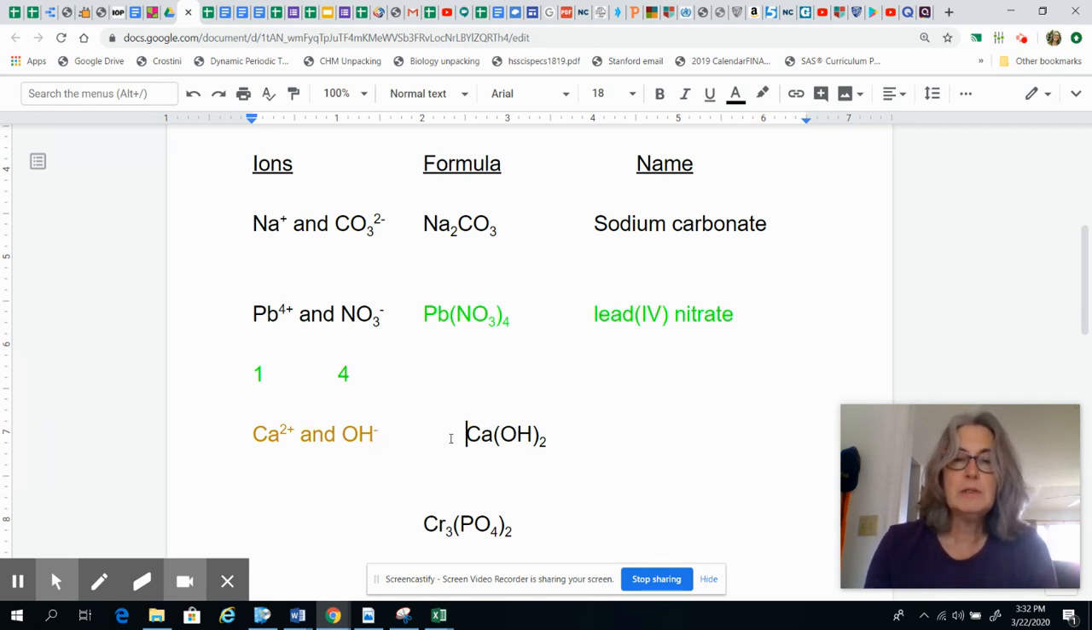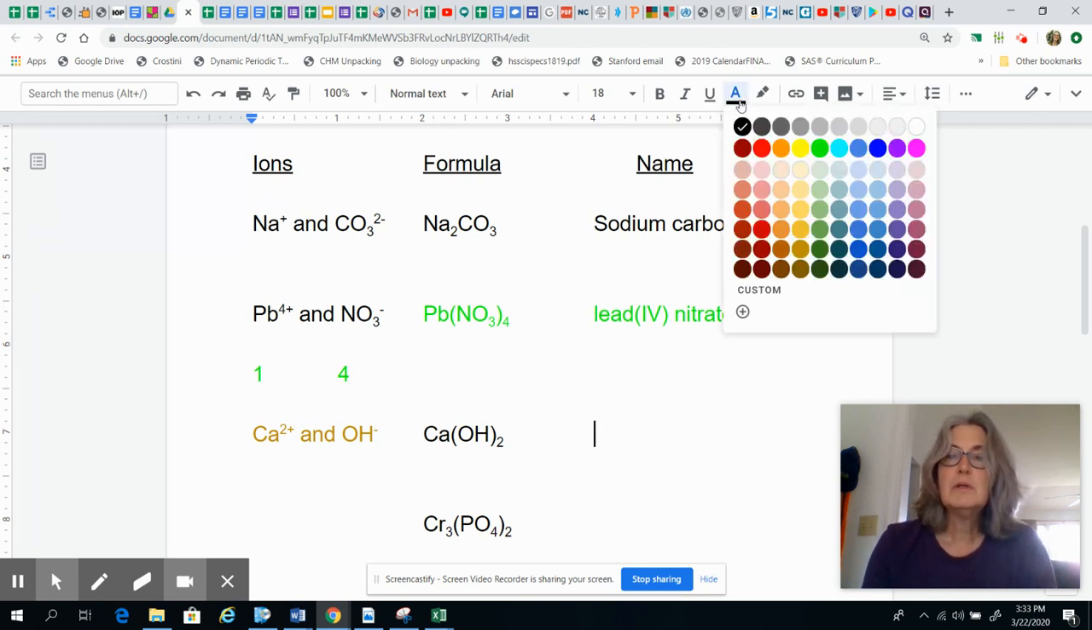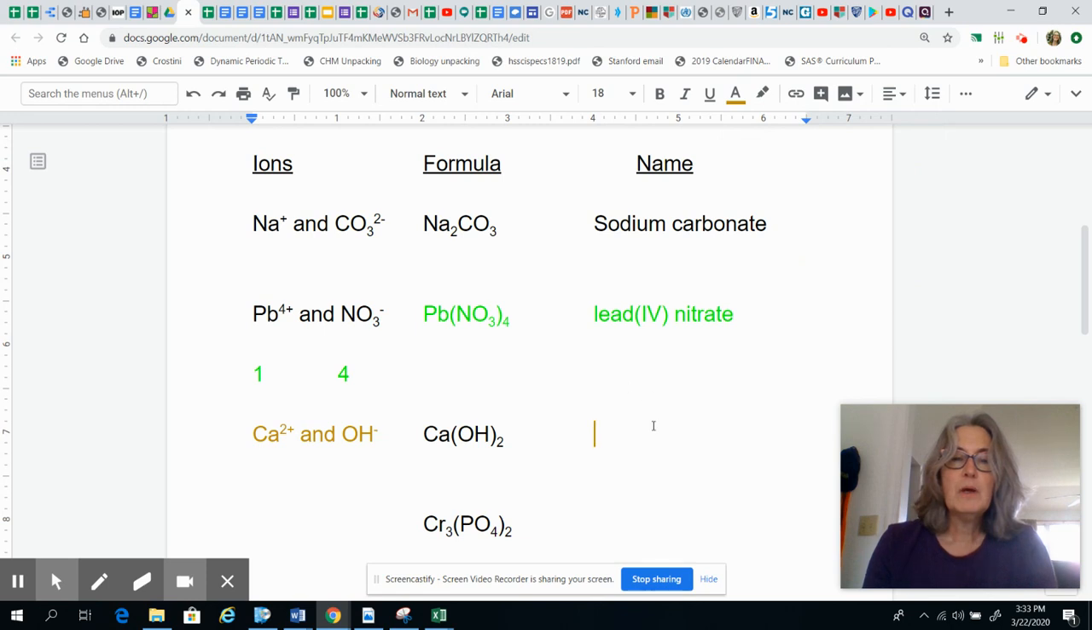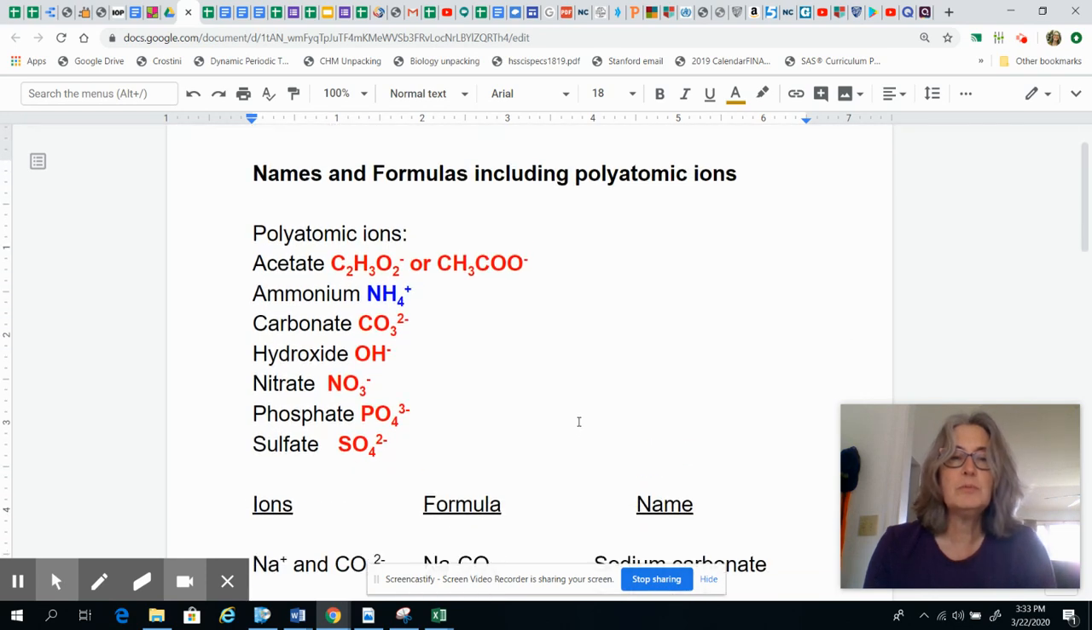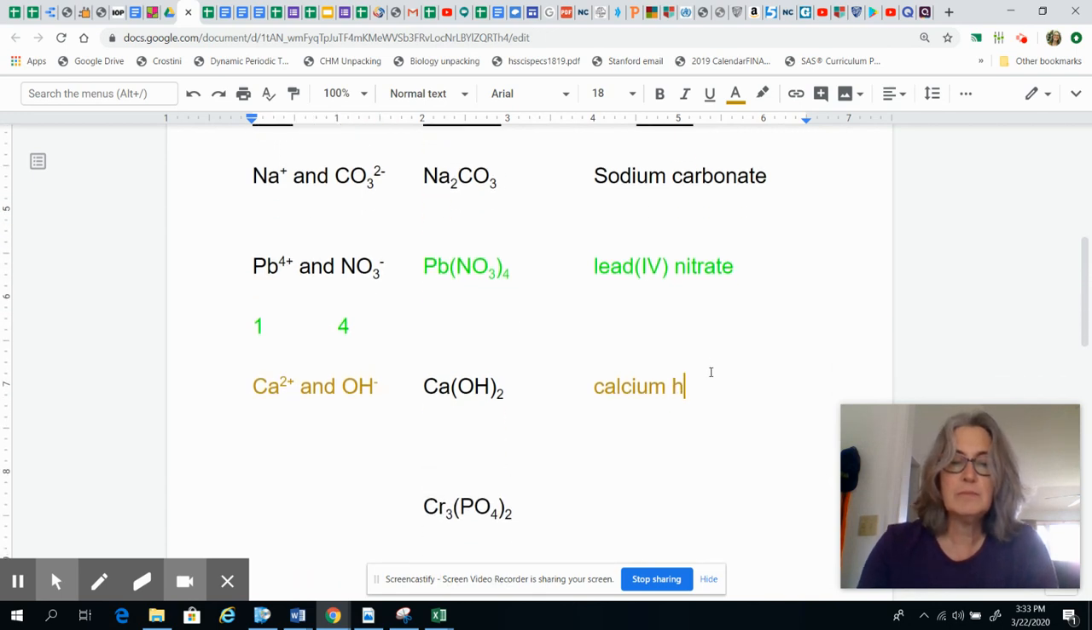There are 2 of them because it's -1. 2 -1s balances out the +2. So the first ion, the cation, the metal, is calcium. And the other ion, if you haven't memorized them, you can look it up in your ion table. OH minus is hydroxide.